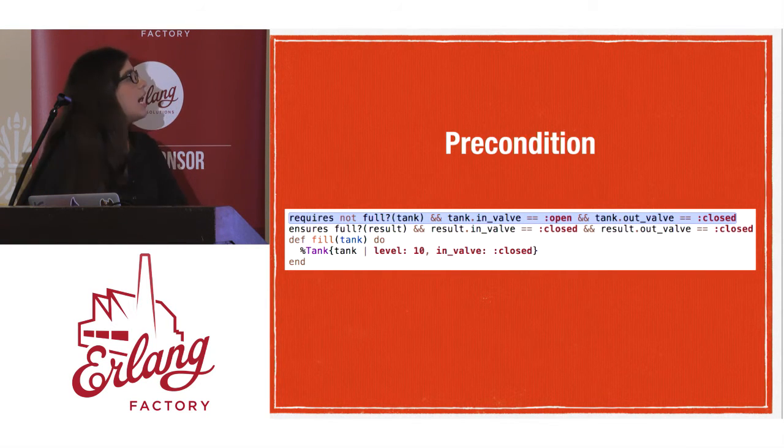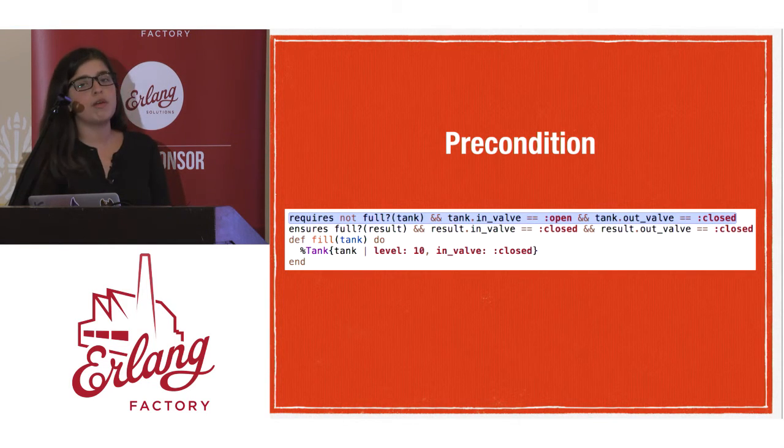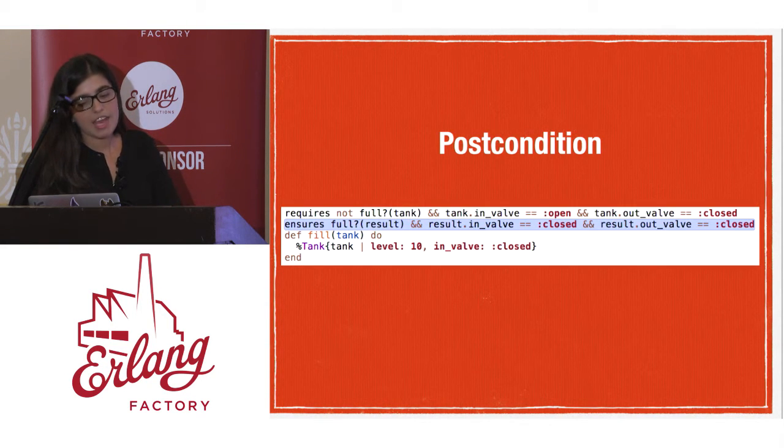And this is an example of the definition of the fill method that is going to fill the tank. And we have above it the require and the ensure clause. For the require clause, or the precondition, we have that at first the tank should not be full, the in valve should be opened, and the out valve should be closed. And for the post condition, we need to ensure that at the end the tank will be full, the in valve should be closed, and the out valve should be closed too.